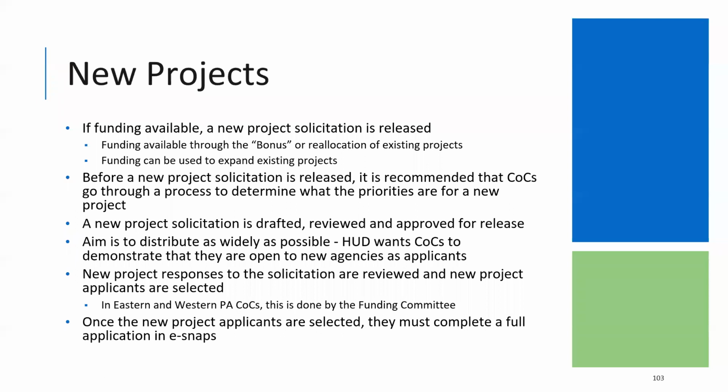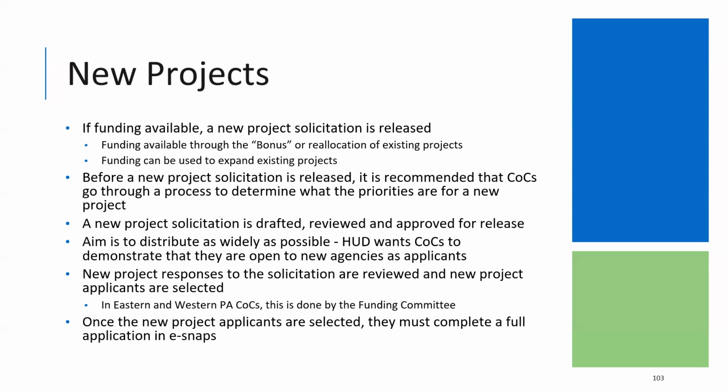Let's talk a little bit about new projects. The new project process is different than the renewal process. When new project funding is available, the CoC will put out a new project solicitation, typically in the form of an RFP, request for proposal. The funding may be available through the HUD bonus funding, or if the CoC has reallocated existing projects, there may be funding available that way. The funding can also be used to expand existing projects.